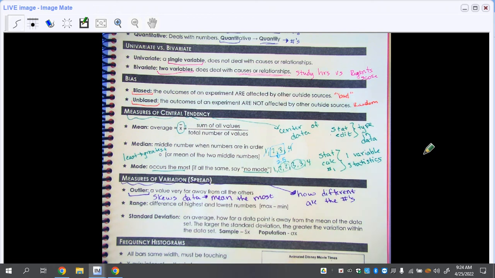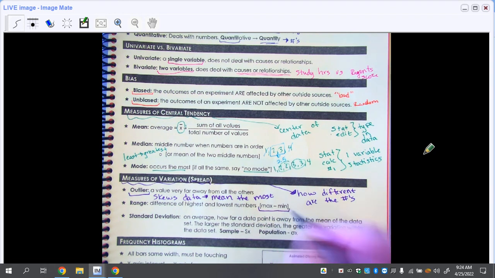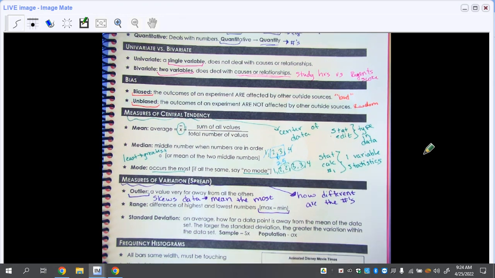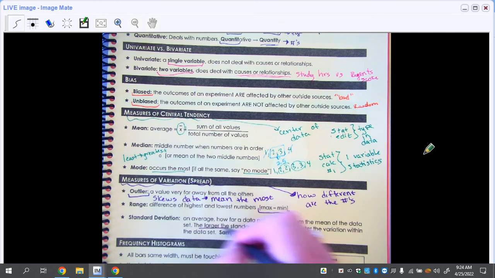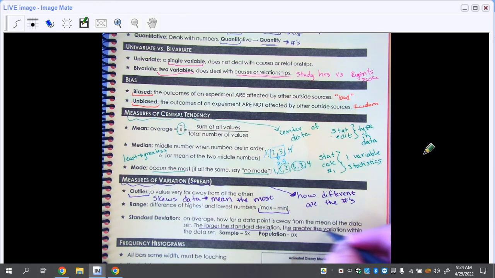Range is the difference between the highest and the lowest numbers, so your max minus your min. And standard deviation on average is how far a data point is away from the mean of the data set. So standard deviation tells us how much distance there is between the mean and your points. The larger the standard deviation, the greater the variation. So if your standard deviation value is larger, that means there's a lot of variation in your numbers.